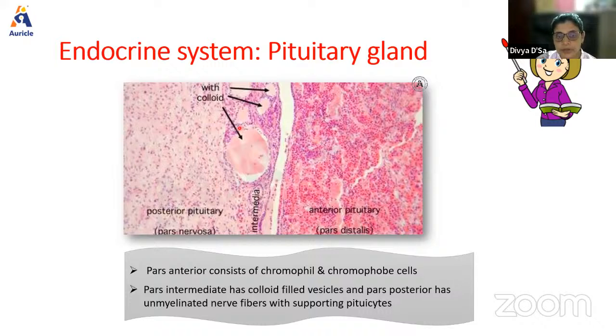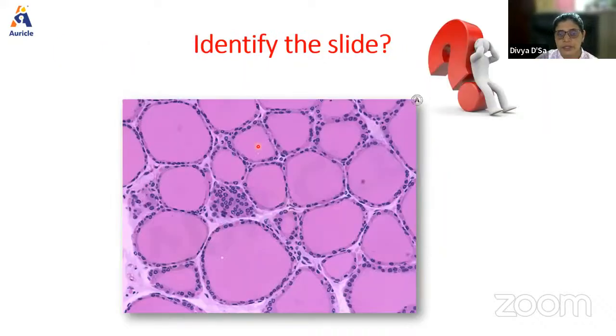The intermediate pituitary in humans functionally doesn't have any significance. So here we see the colloid material within the intermediate pituitary. Now here also we are seeing this colloid. We are seeing the cells which are lined by cuboidal epithelium.